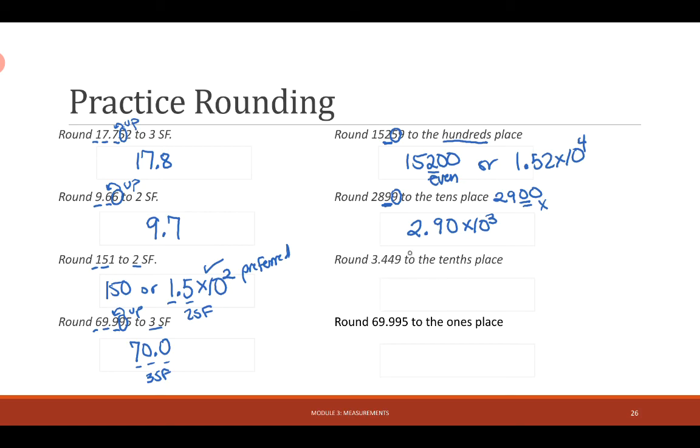Now we will move on to the tenths place. The tenths place, that's a TH, and so that's after the decimal point. So that's that one. That's a 4, so we're going to round down to 3.4.